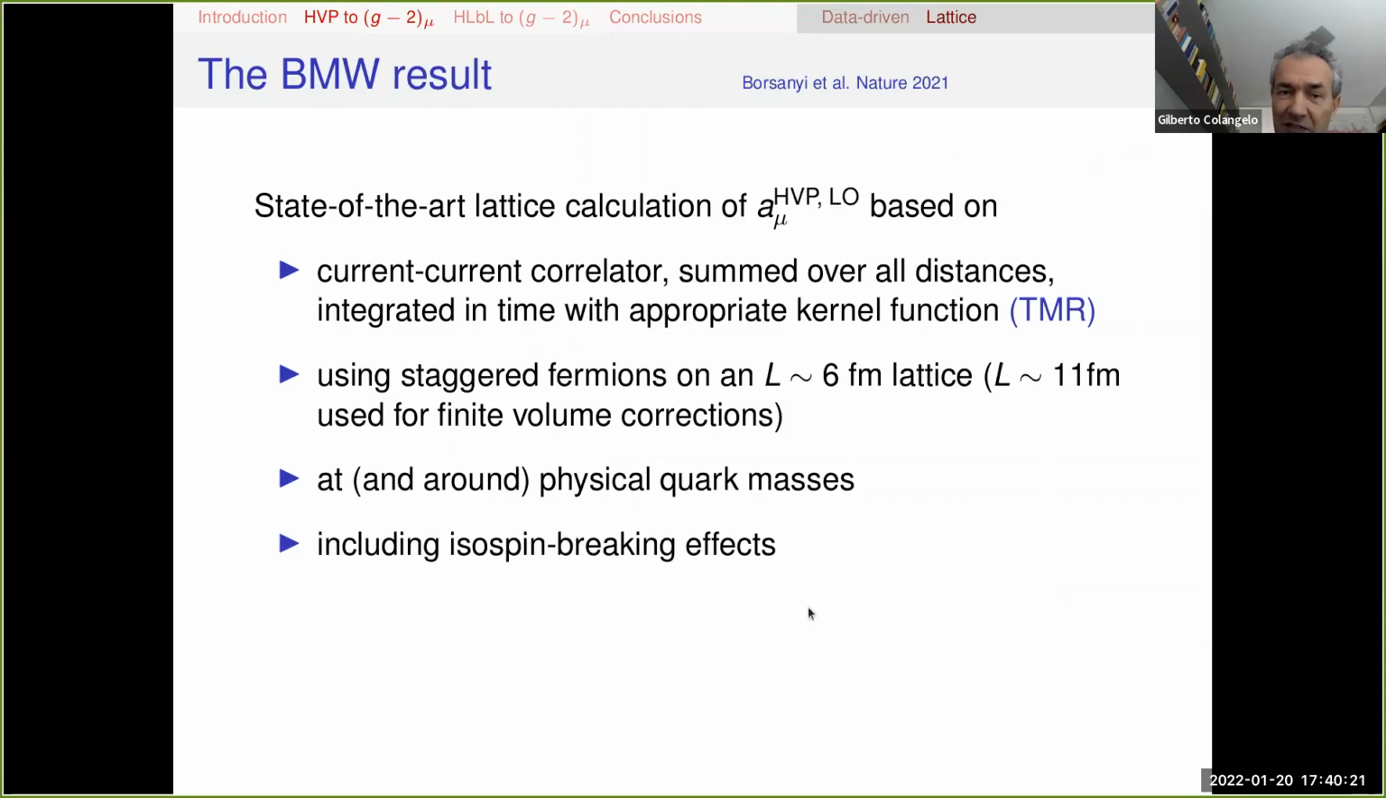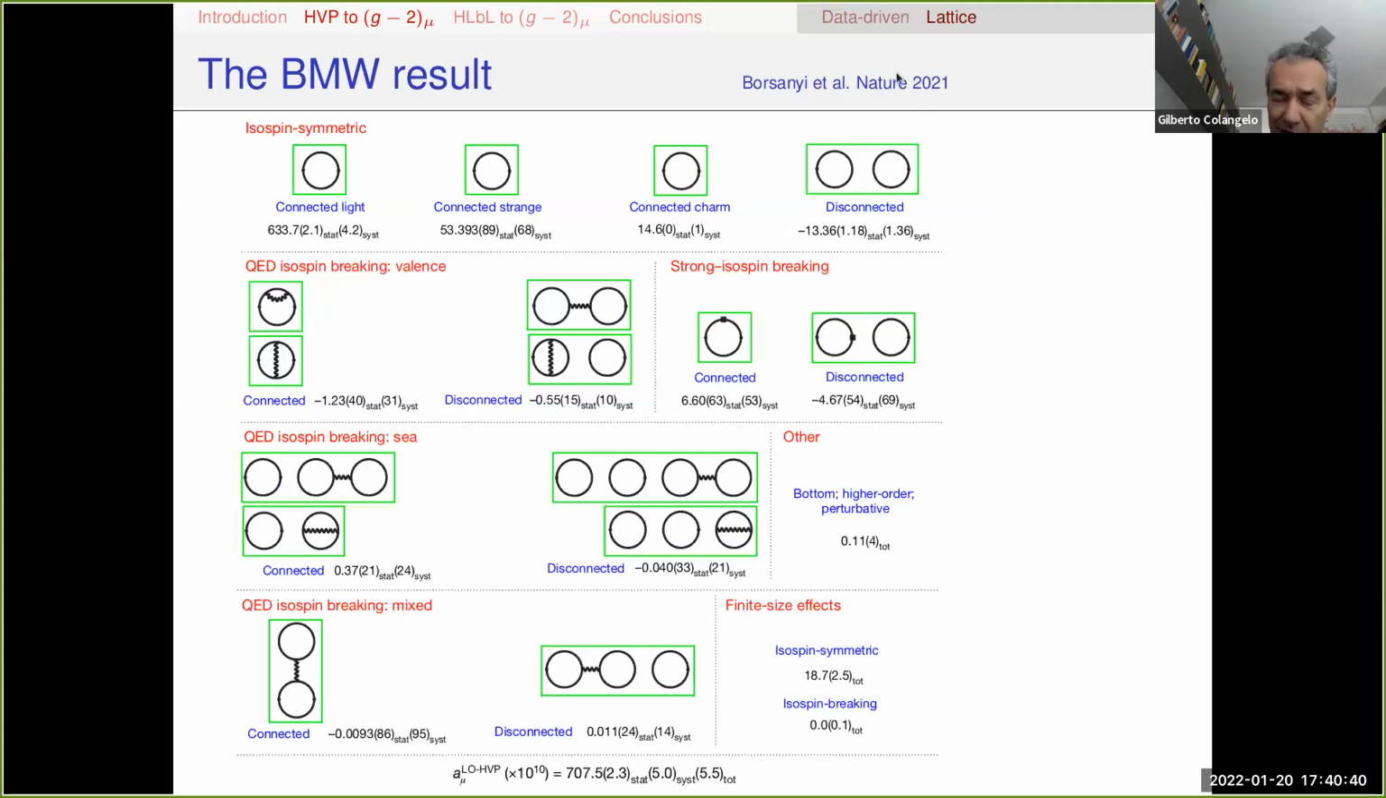And they did the state-of-the-art calculation with a 4 Fermi lattice. They even used an 11 Fermi lattice for finite volume corrections. And they did it essentially with physical quark mass and included all isospin breaking effects. And this is shown by this plot here taken from their publication in Nature. The upper row shows the diagram in the isospin limit with a light quark contribution, strange contribution, charm, and even a disconnected one.